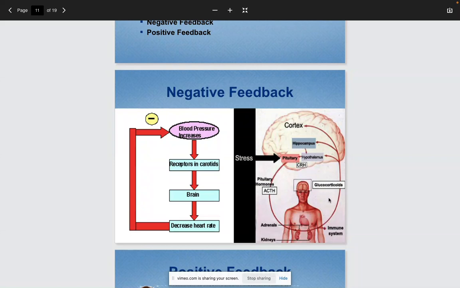So, what happens once we have too much cortisol? Our body's way of preventing an excess is by going back and saying, hey, reactants, CRH, chill out, dude. Stop making so much. This is called negative feedback, right? Because we're going back and we're saying, hey, calm down. We don't need as much reactants as you're making.